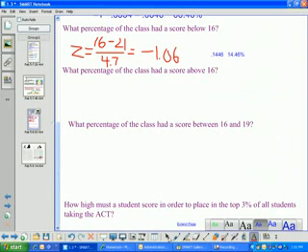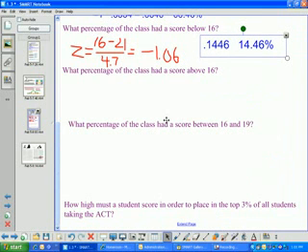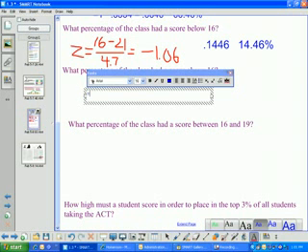So approximately 14% of the class of 2001 has scores below 16. So above 16, again, that's below, the whole thing represents 1 or 100. So if I do 1 minus 0.1446, and that would be 85.54%.